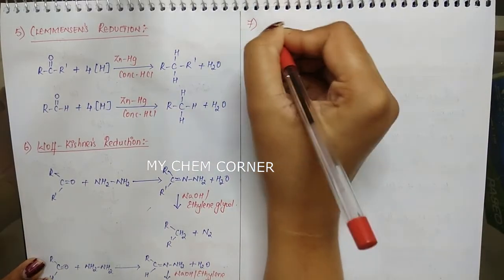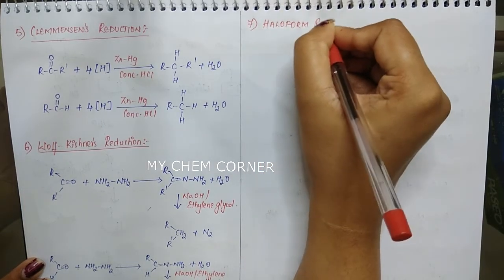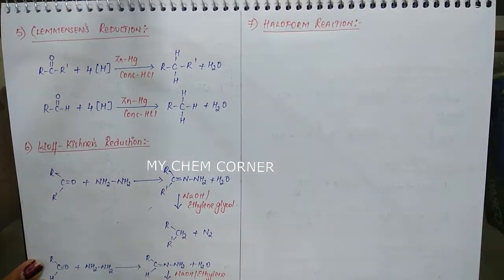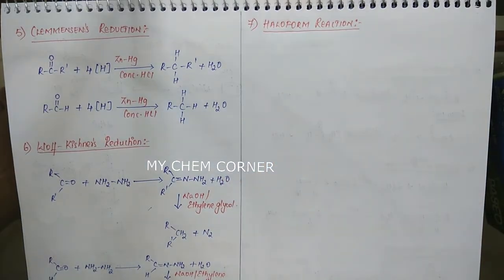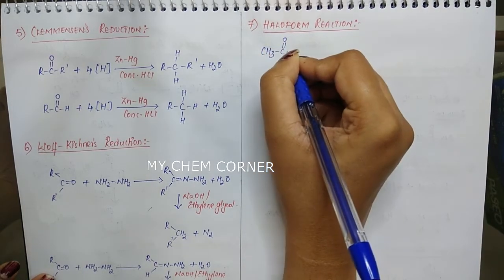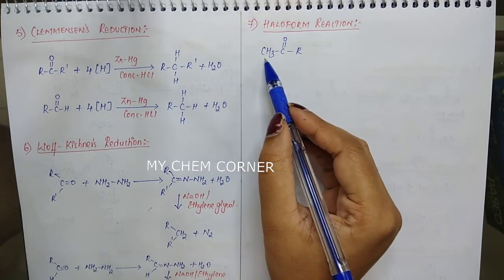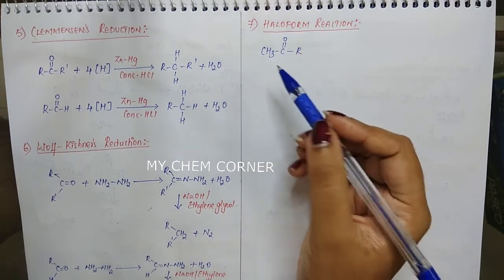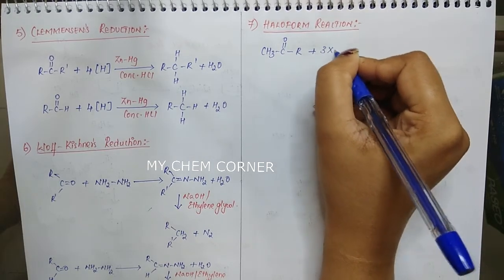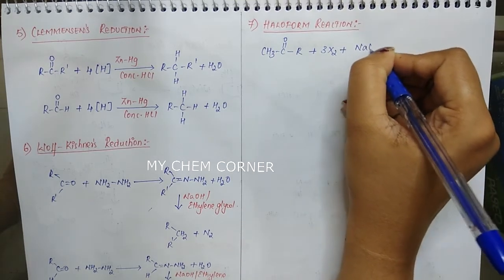Now our next one is the haloform reaction. So in the haloform reaction, I'm going to take a ketone. There's a specific requirement: you need to take a ketone which has at least one methyl group. That's important. So here I've taken a ketone. I'm trying to react this with halogen, 3 halogen molecules plus NaOH.